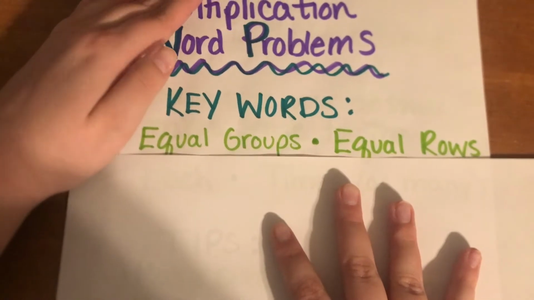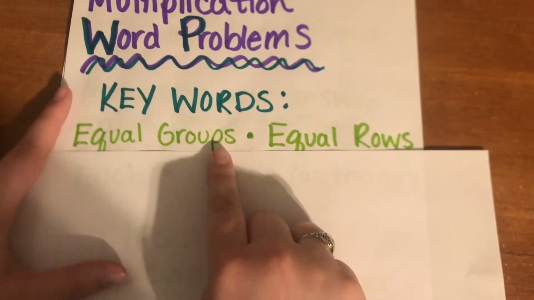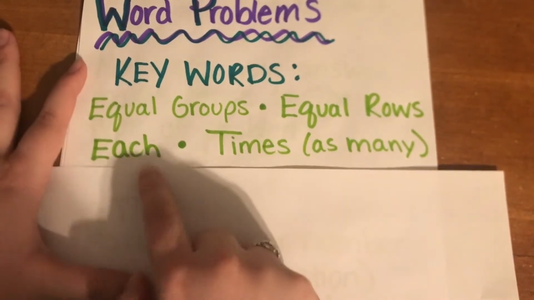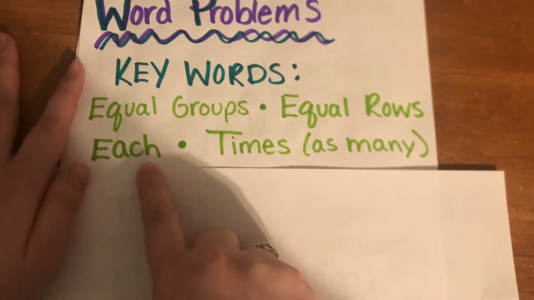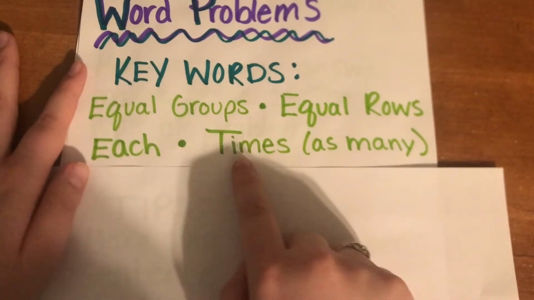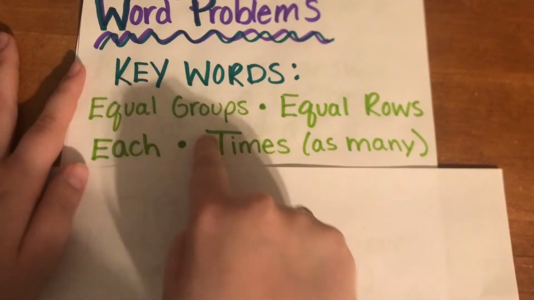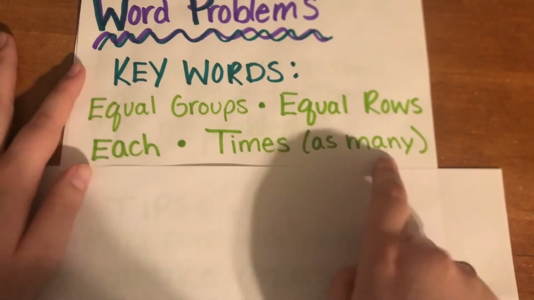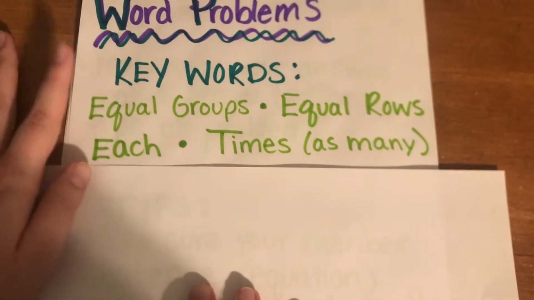So, you might see equal groups, you might see equal rows, you might see words like each, like in each row, or each group needs this many, or each column needs this many. Or you might see the word times, or such as this phrase, times as many, like I have 6 times as many coins as the person next to me, something like that.